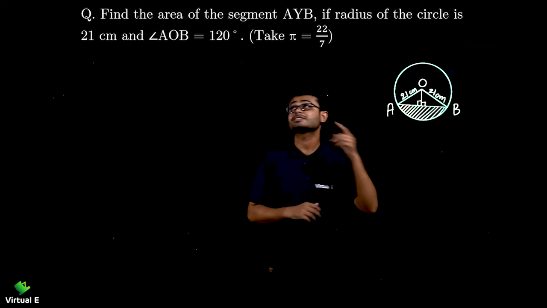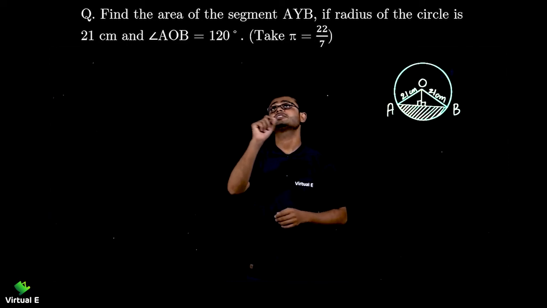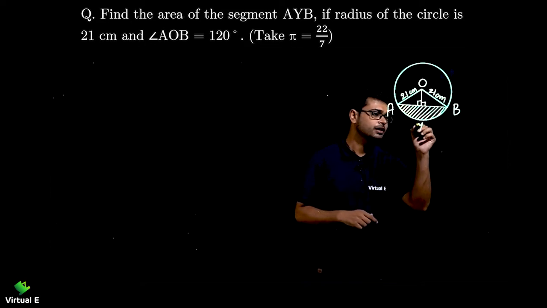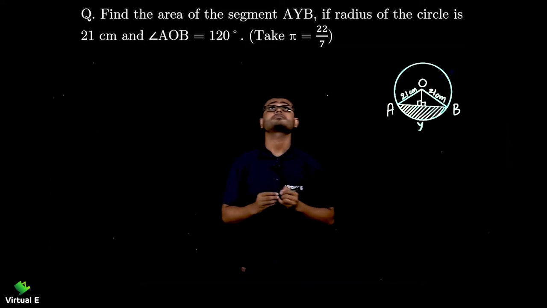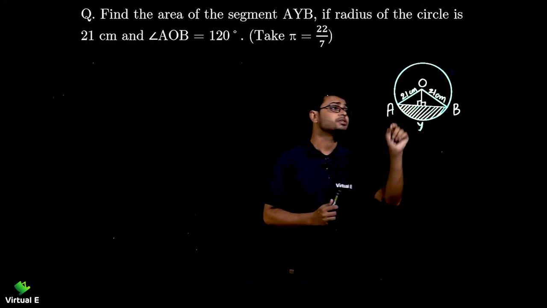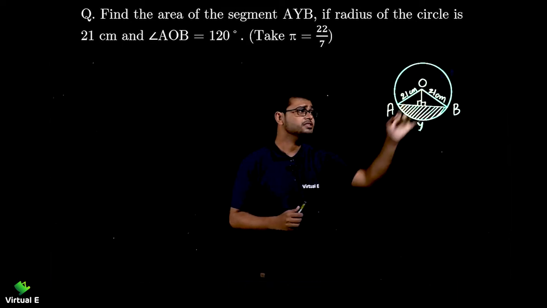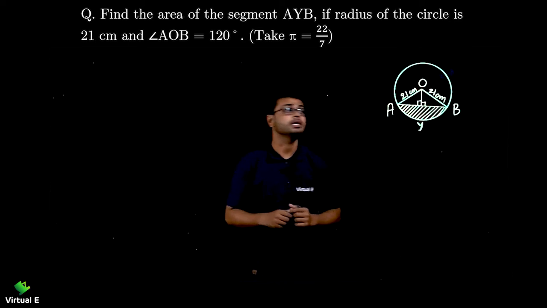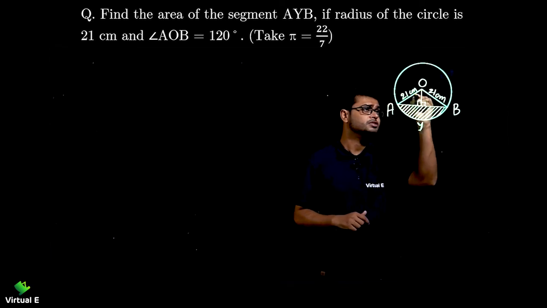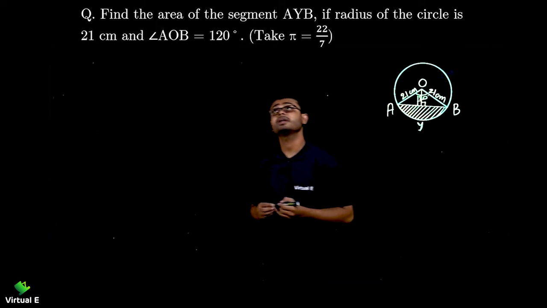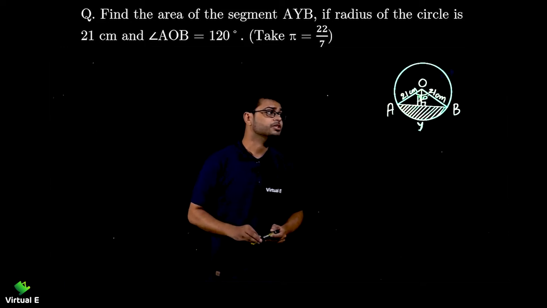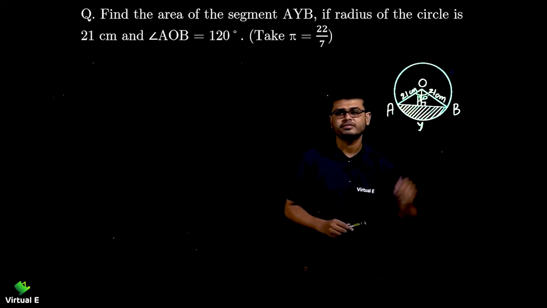First of all, let's read the question. Find the area of this segment AYB. Let's write Y here, so AYB. If the radius of the circle is 21 centimeter, radius is given 21 and here as well. Good. And angle AOB is equal to 120 degree. So this angle is 120 degree, right? So this information is given so far. Now how to use this information and find the area of this segment?